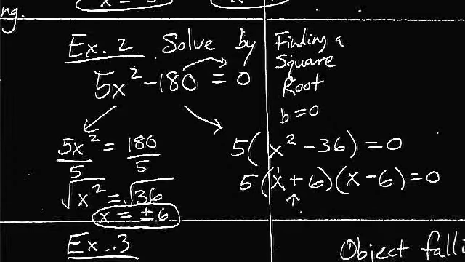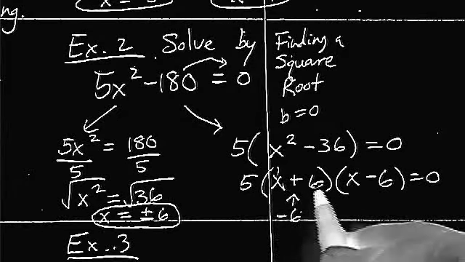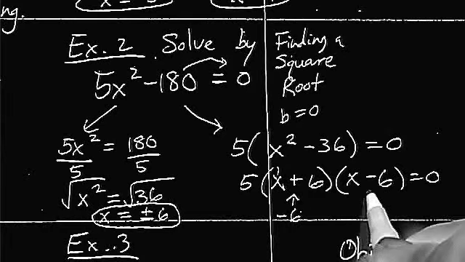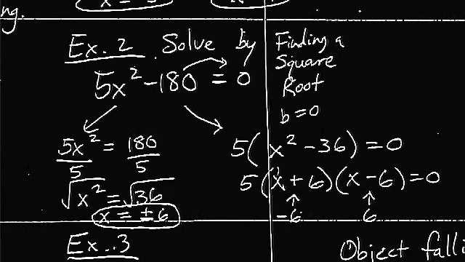Well, what do you get out of that one? Don't you get negative 6 out of this one? Right? If you set this term equal to 0 and solve for it, and what do you get out of that one? Positive 6. So there they are, the two solutions, 6 and negative 6.